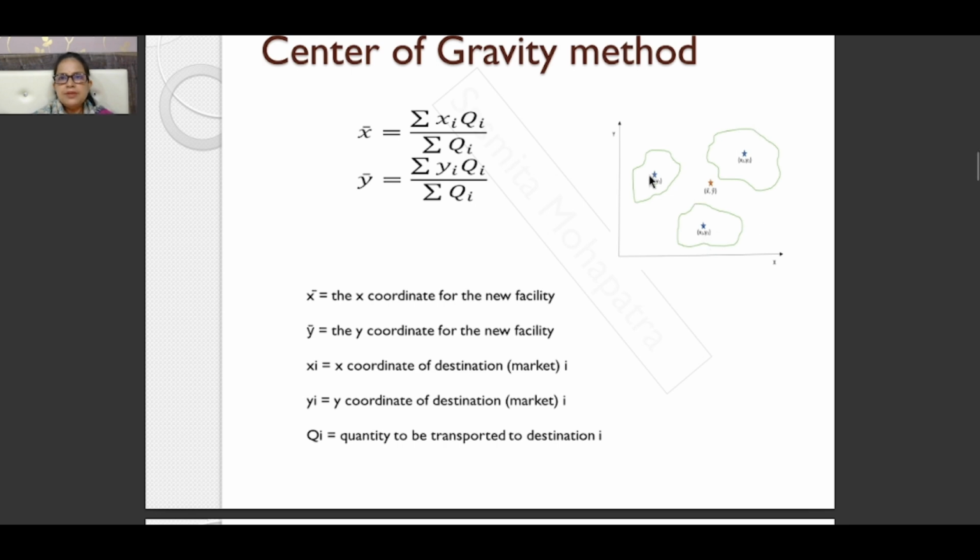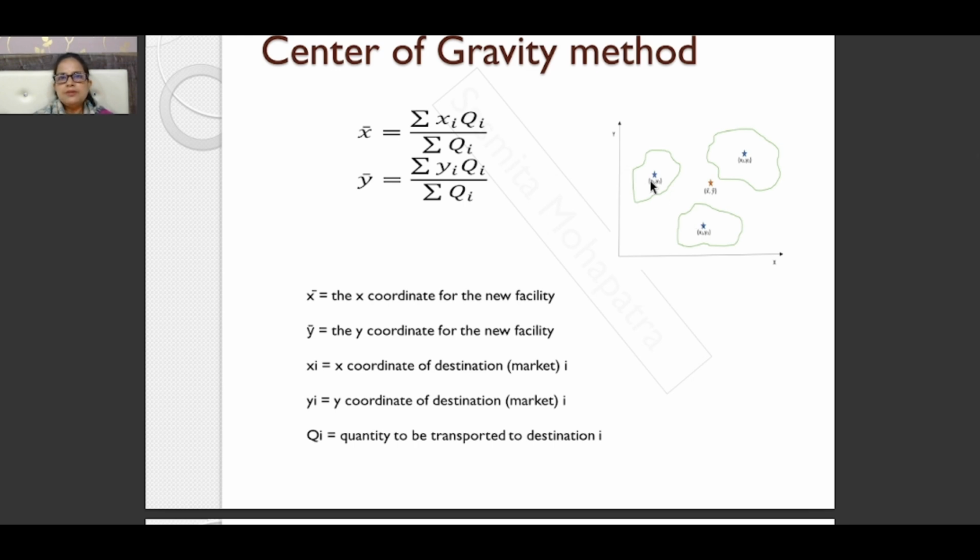So where we have to establish our location or warehouse so that our transportation cost to these 3 markets will be minimum. Here obviously we have to have a central position so that our transportation cost to different markets will be minimum. This is one market, this is one market, this is one market. So where do we need to establish our plant or warehouse so that our cost to different markets will be minimum?